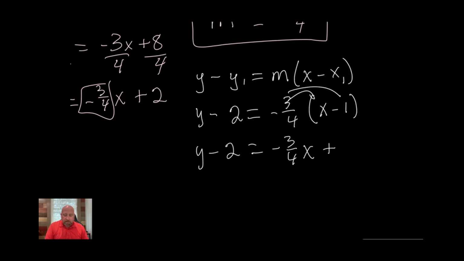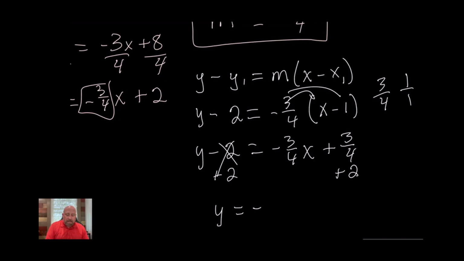Minus minus is going to give us a plus, and we have to do this. Multiply this 1 over 1, basically. And so it's just going to be the same thing, plus 3 over 4. And then we're going to add our 2 to both sides. And that's going to give us y equals negative 3/4 x plus, there's a couple different ways that you can do this.